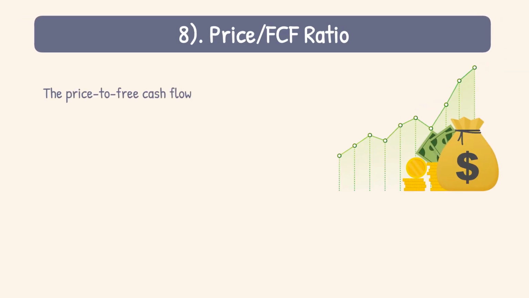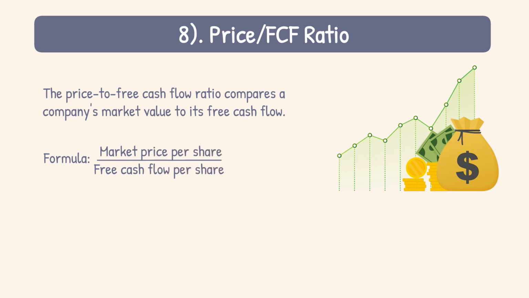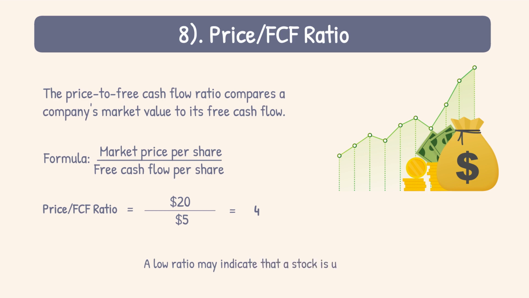Price/FCF ratio. This ratio compares a company's market value to its free cash flow. For example, if George Burger Joint has a market price per share of $20 and a free cash flow per share of $5, then the price/FCF ratio would be 4, $20/$5. A low price/FCF ratio may indicate that a stock is undervalued.